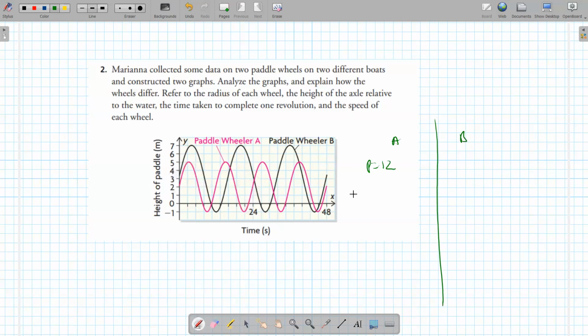The minimum is -1, right? Maximum is 5. So what's the midpoint? 2 is right. So that's going to be our midpoint. What's the amplitude? 3.